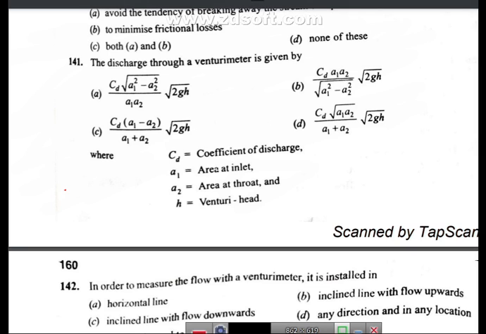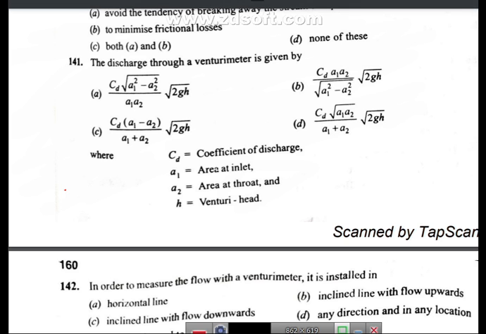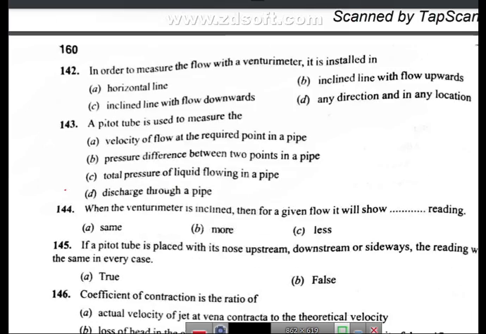What is the right answer? 141 का B. That is CD A1 A2 upon square root of A1 square minus A2 square, square root of 2GH. Question 142 क्या कह रहा है? Question 142 कह रहा है कि in order to measure the flow with venturimeter, it is installed in.